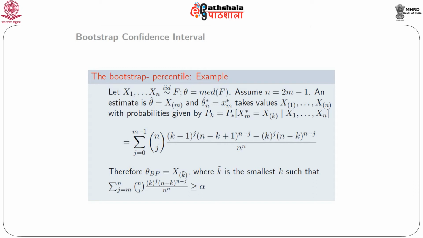Therefore, theta under hat BP is X(k tilde), that is the order statistic, where k tilde is the smallest k such that the sum for j running from m to n of nCj k to the power j (n minus k) to the power (n minus j), divided by n to the power n, is greater than or equal to alpha.